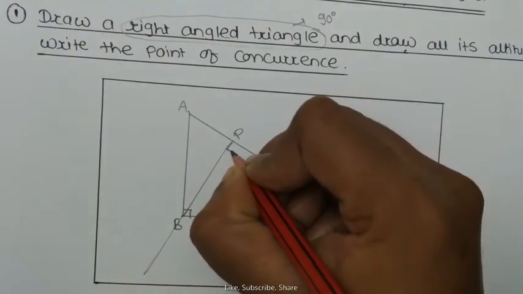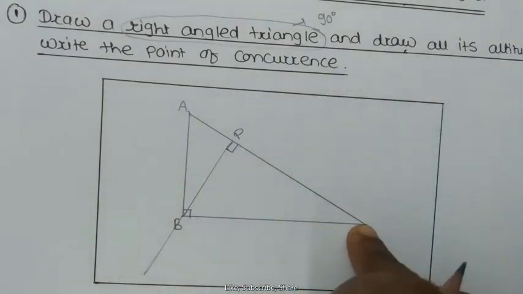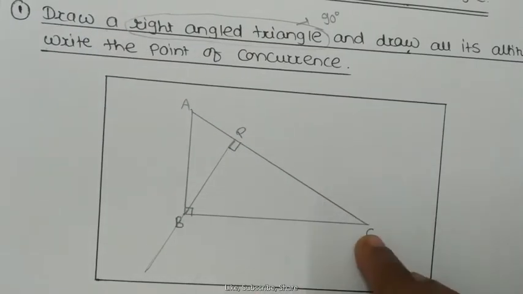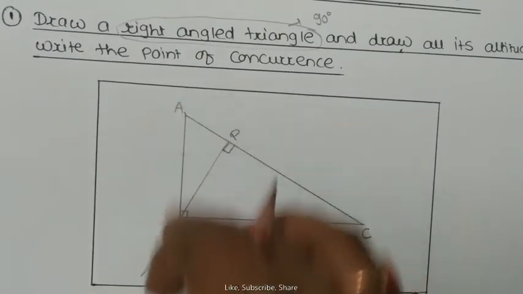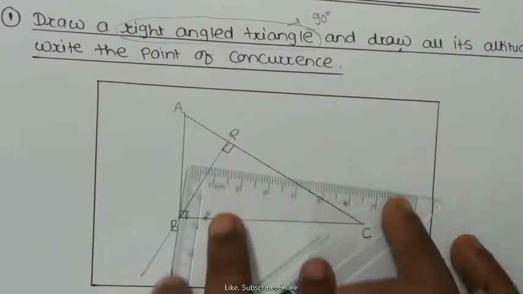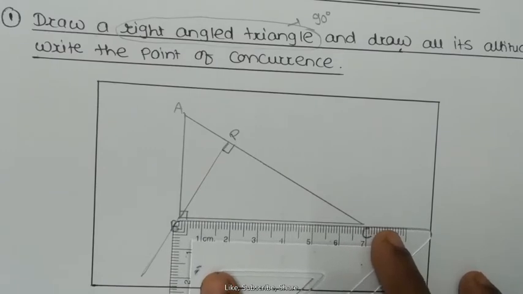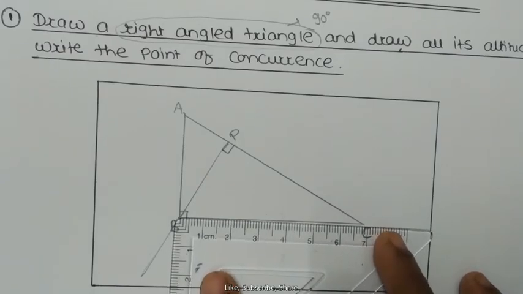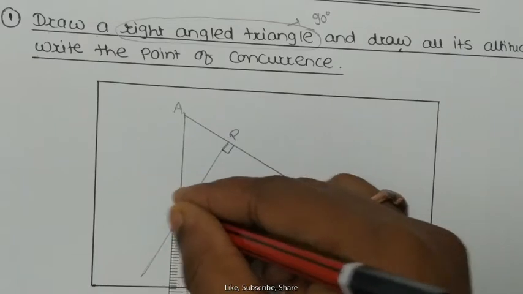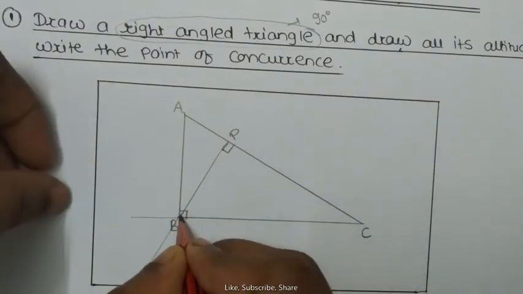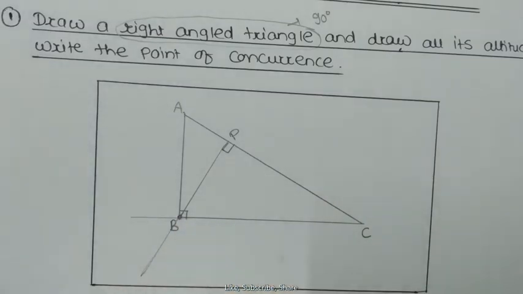Now next we have to draw the altitude of vertex C. Okay, so the opposite side of this one is AB. So put the set square on the opposite side, so we get the point B itself. When we draw the altitude of this one, we get the point B. At this point we get the 90 degree.